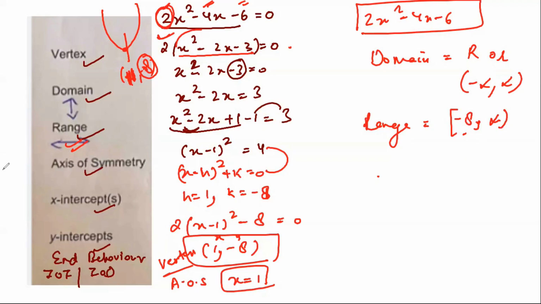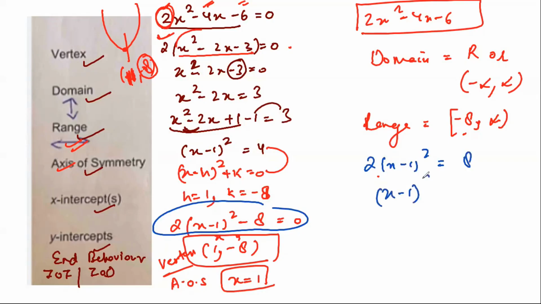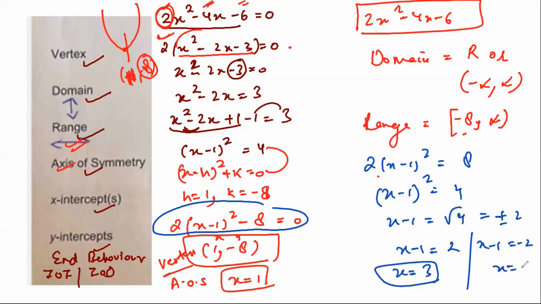So domain done, range done, axis of symmetry done. Now let's have a discussion about the x-intercept and y-intercept, right? I have to take the final quadratic vertex form. That's my final vertex form. What I will do is just solve it. I will take 8 to that side, then divide both sides by 2. Then take the square root of 4, which is plus and minus 2. Now I just solve it. x is equal to 2 plus 1, and 2 minus 1... sorry, x minus 1 equals plus and minus 2, so x will be equal to 3, and it will be equal to minus 1. So these are the x-intercepts.